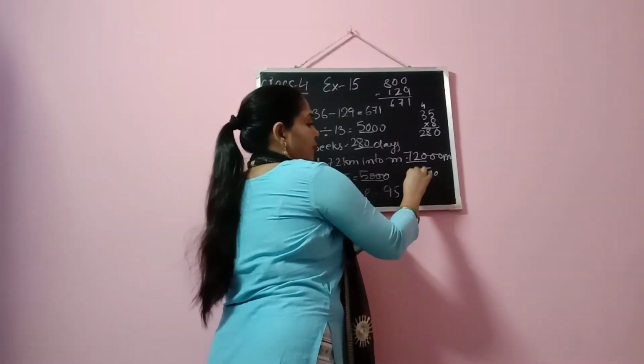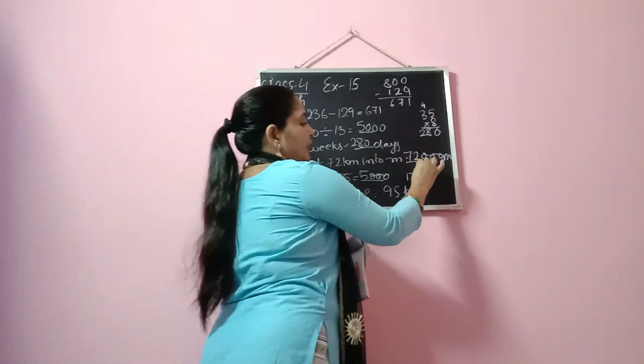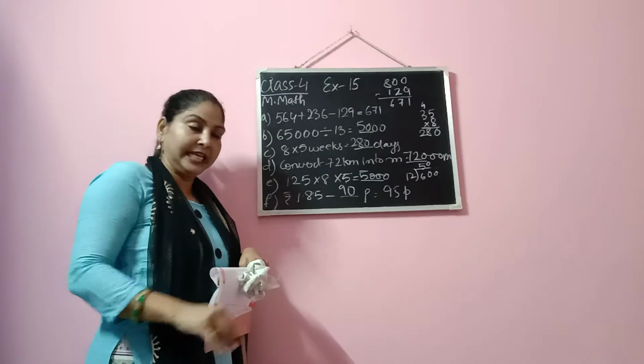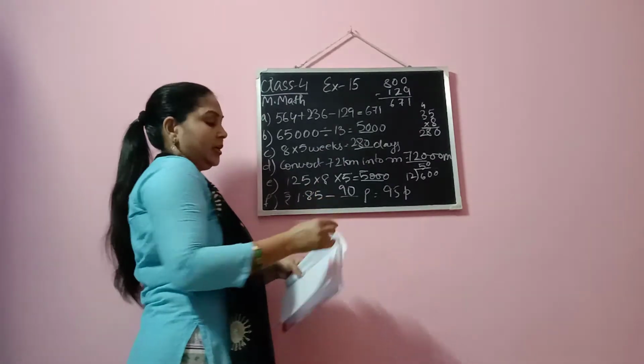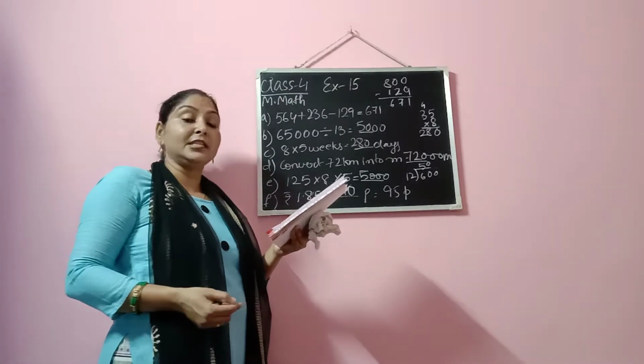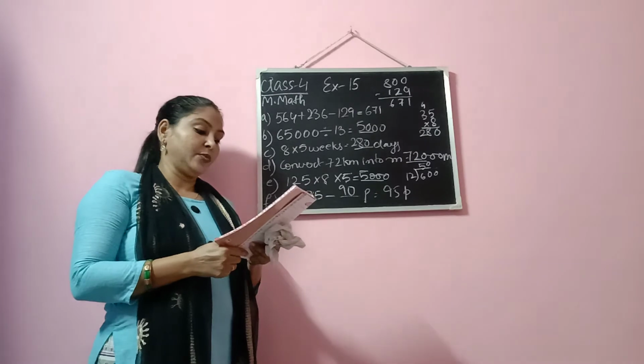600 by 12. Okay, so when you do this, you will see that your answer comes 50, because 12 5s are 60, and that 0 will be copied over here. So the answer to G will be 50 dozens in 600 units. Now the next question, H.